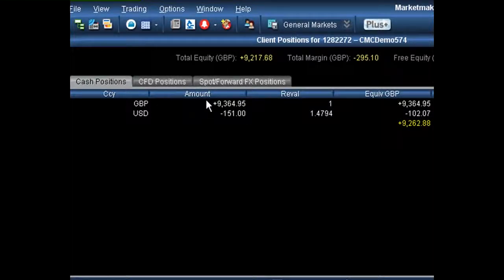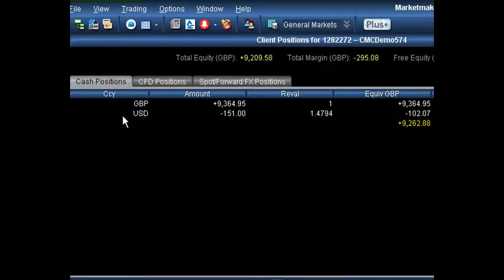The amount of money that we currently have is roughly £9,364. And then the reval rate. As the base currency is pounds, then the reval rate will always be 1 for your currency. But we also have a currency there of US dollars.